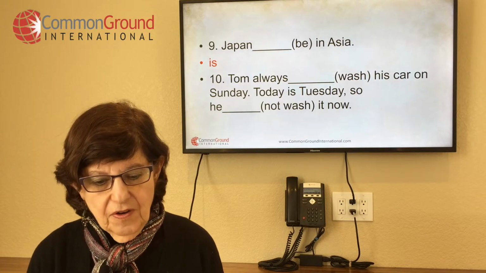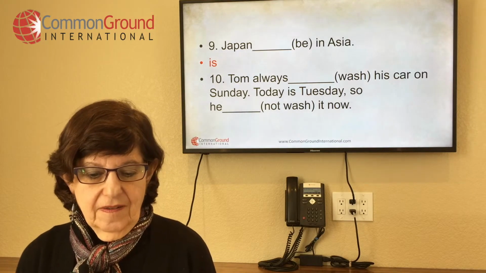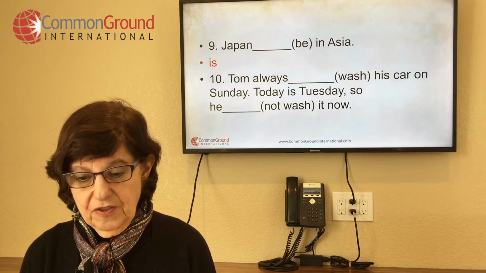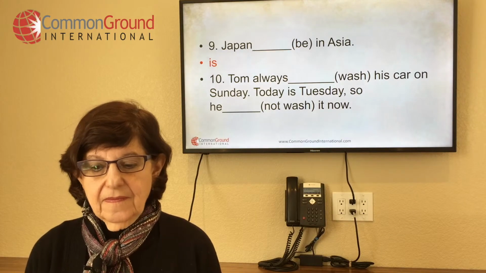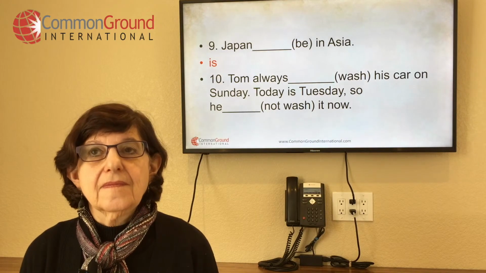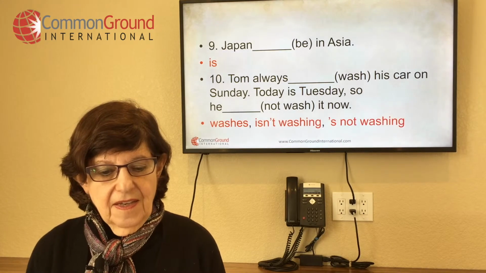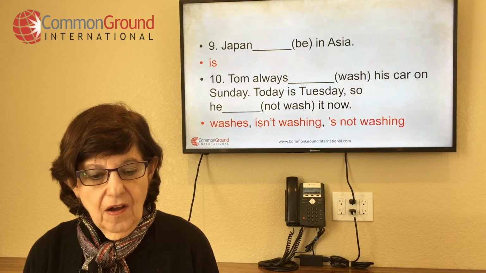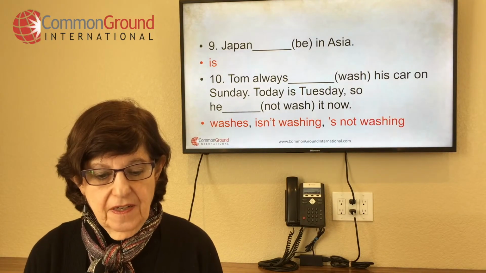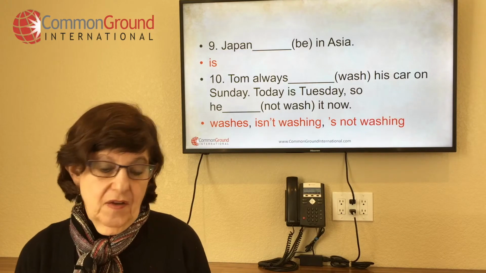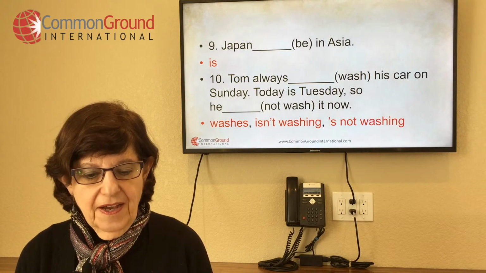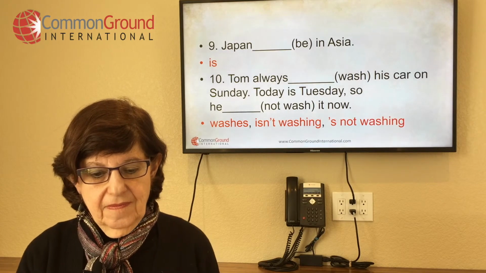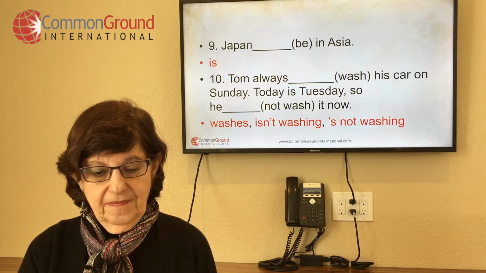Tom always, verb wash, his car on Sunday. Today is Tuesday, so he, and then negative with wash, now. There's several different ways you can do this. I'll give you some extra time. Okay, let's see how you did. Tom always washes his car on Sunday. Simple present, it's a routine. Today is Tuesday, so we can say he isn't washing it right now. He isn't washing it now, or he's not washing it now. So we've used both tenses.